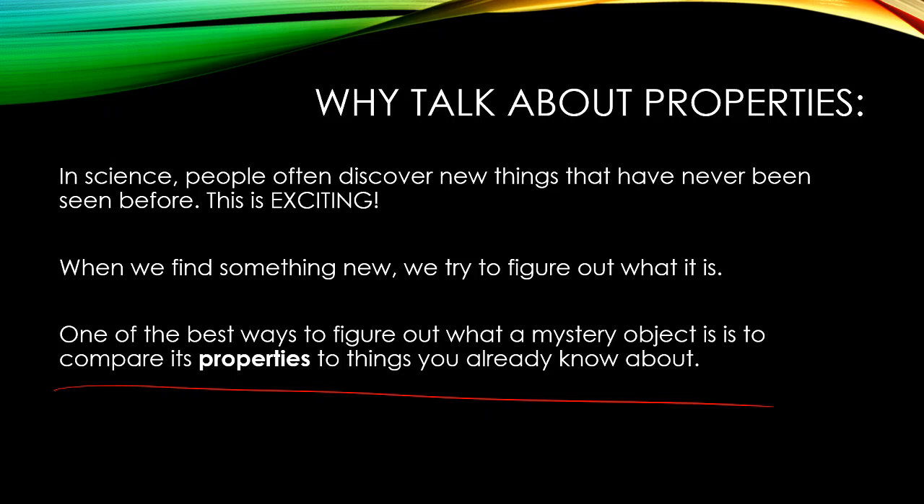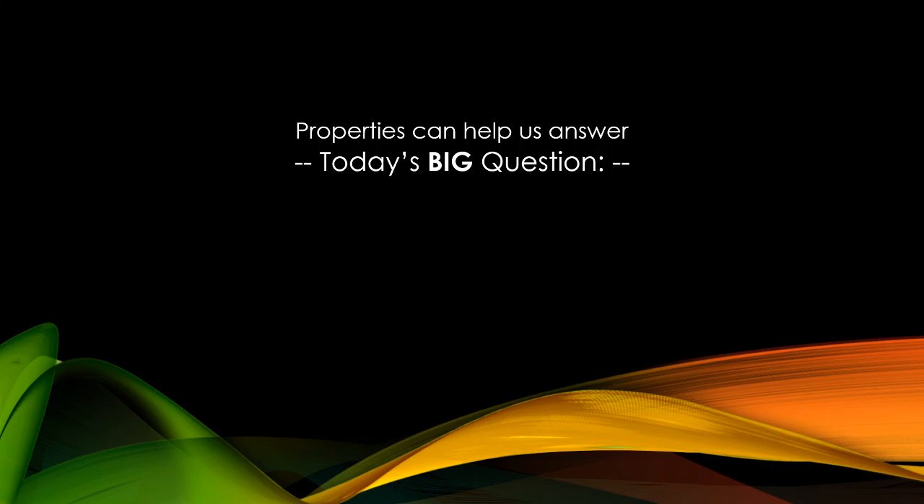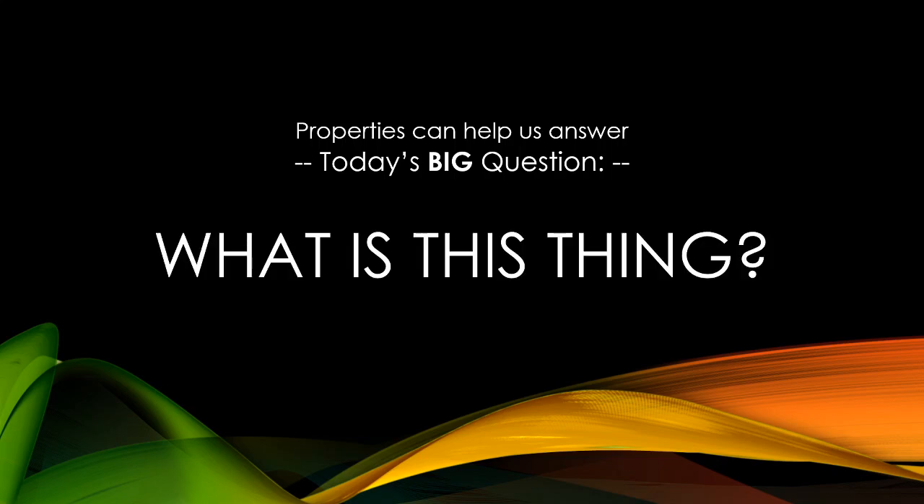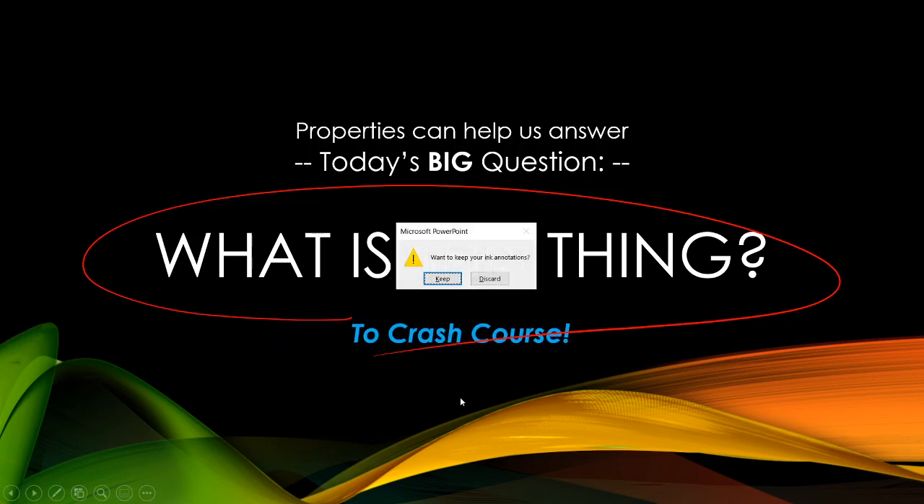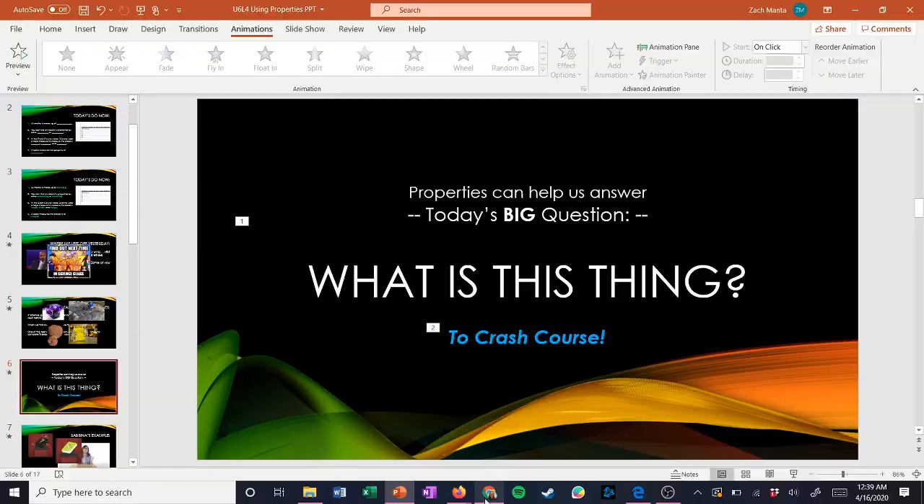And this ends up being one of the most important questions that we can ask in science. It's today's big question, and in fact it's often a big question in science, just a simple question of, what is this thing? In order to help us answer that question and see an example of the way we can use properties, we are going to Crash Course. Listen up closely, our friend Sabrina has an interesting example for us.